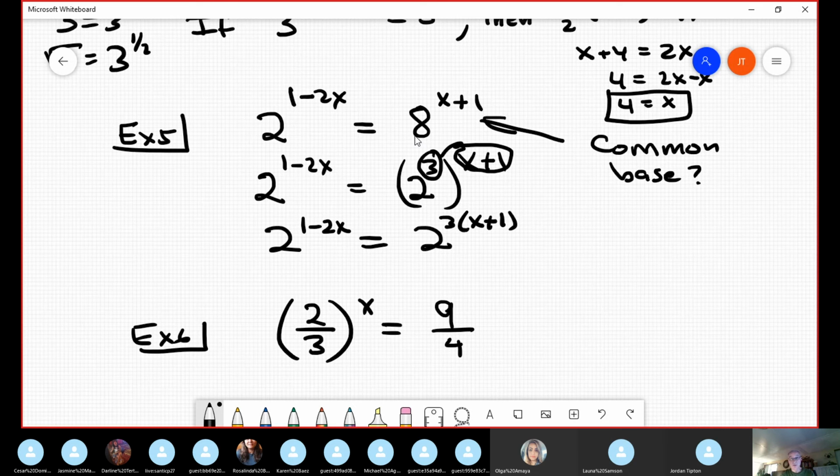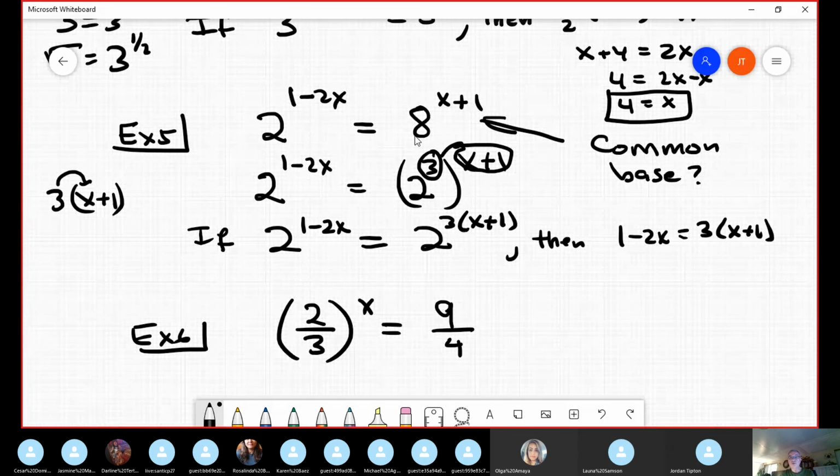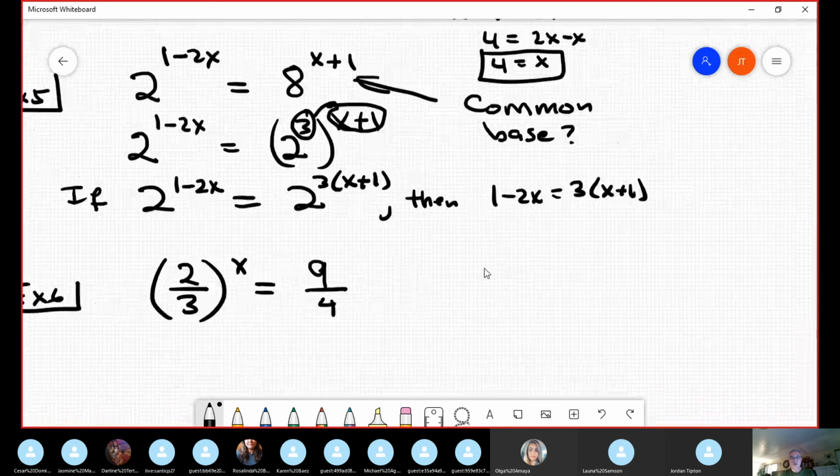So in order to indicate this operation, I put the parenthesis. If you put it without parenthesis, it's wrong, because 3 x plus 1 would suppose that 3 multiplies only x. It is incorrect. So, if the base is the same in one exponential, the exponent is the same. 1 minus 2x is equal to 3 times x plus 1. And you solve this elementary linear equation.